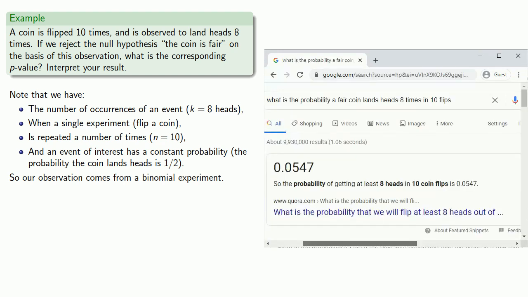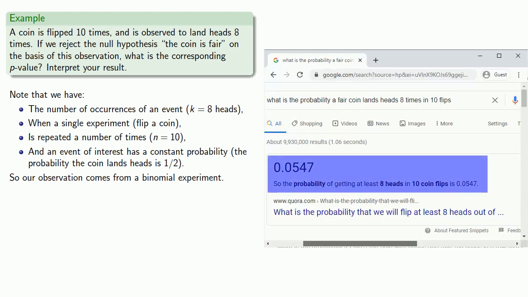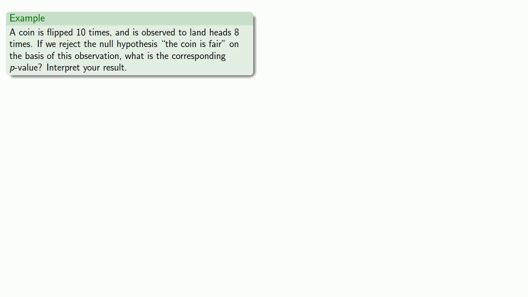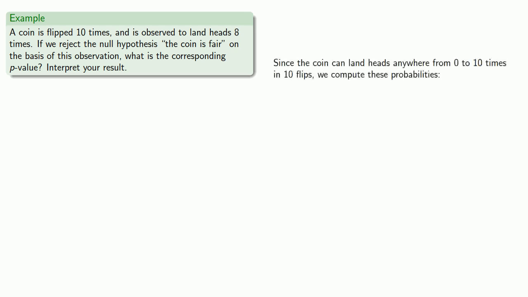Since we're trying to calculate a lot of probabilities, we might want to use our technology, but remember technology is a power tool, so be very careful with how you use it. Since the coin can land heads anywhere between 0 and 10 times in 10 flips, we compute these probabilities.